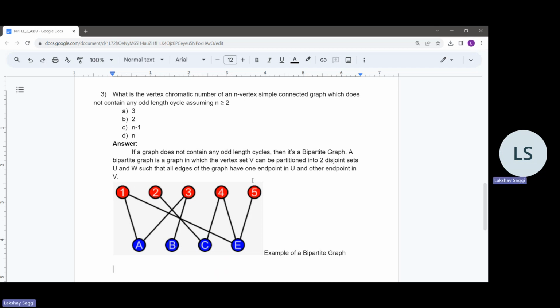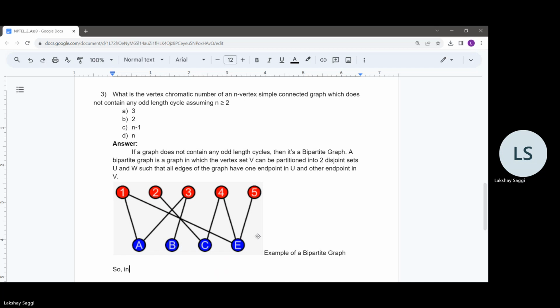So since the graph is connected, we can color the upper side by one color and the lower side by another color, and we'll always have a valid coloring. So by using just two colors, we can always color a bipartite graph. That's the beauty of bipartite graphs. In a general graph, you may have seen in the lectures that we can require as many as n colors, but in a bipartite graph, I'll need at most two colors.